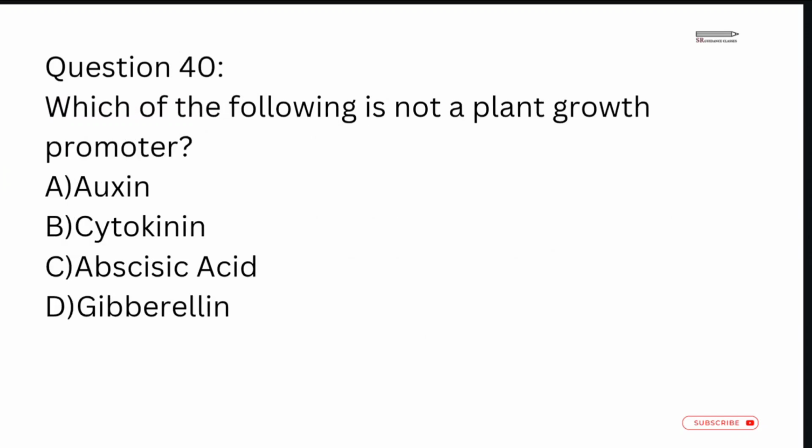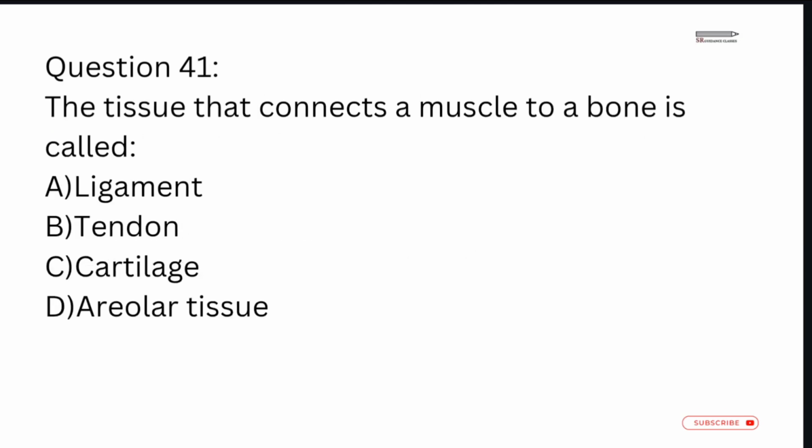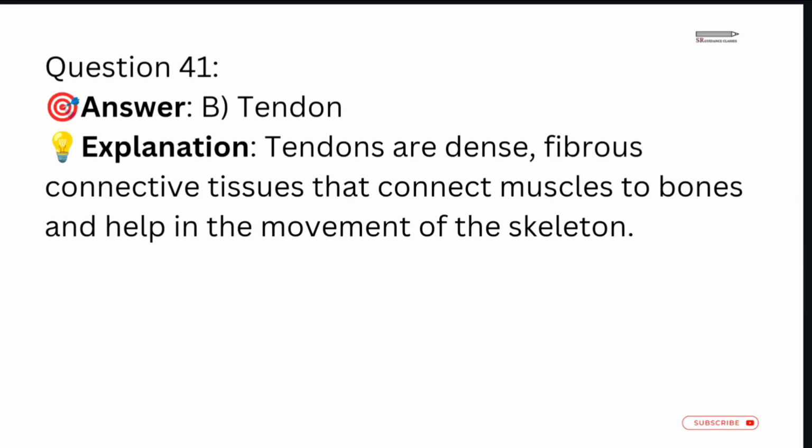Which of the following is not a plant growth promoter? The correct answer is option C, abscisic acid. The tissue that connects a muscle to a bone is called. The correct answer is option B, tendon.